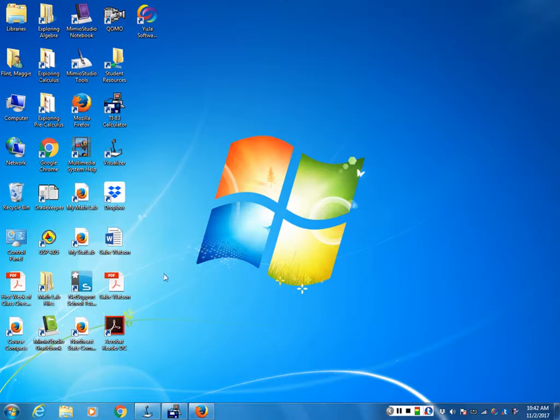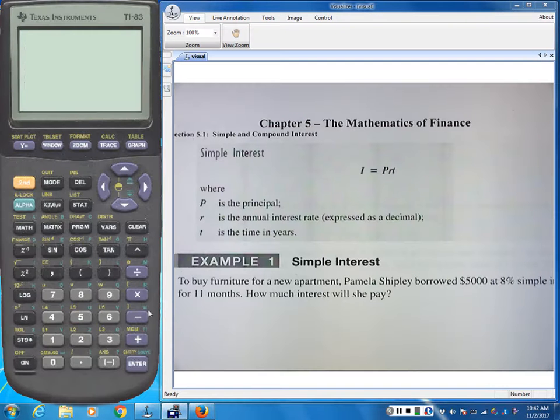So we will get started. And this shouldn't be something that's totally new to you. You probably calculated simple interest for some reason somewhere in another math course.